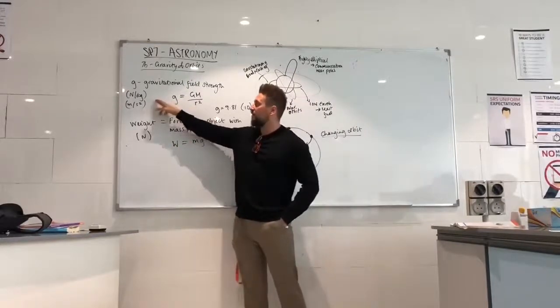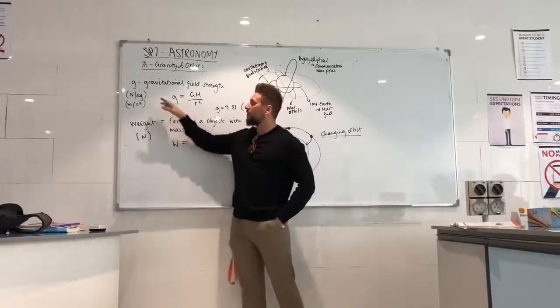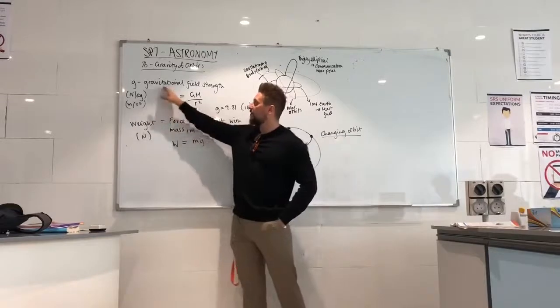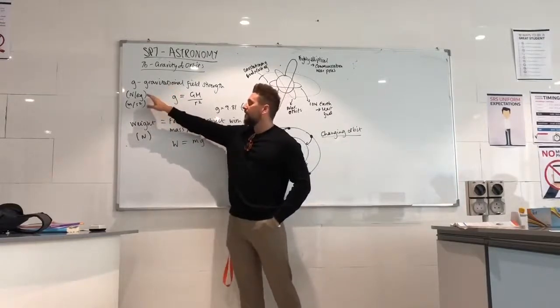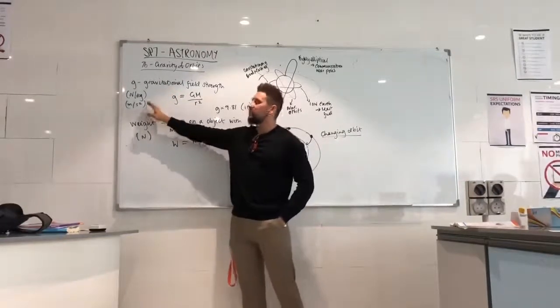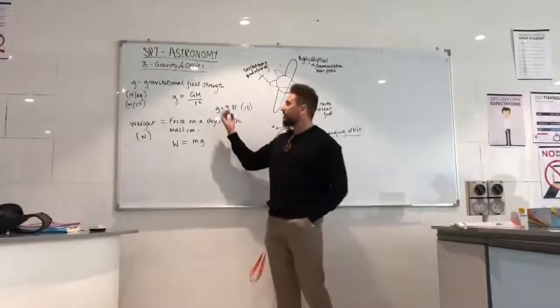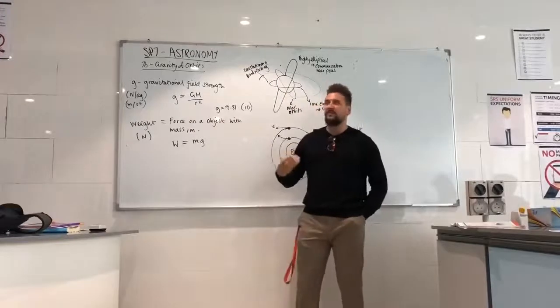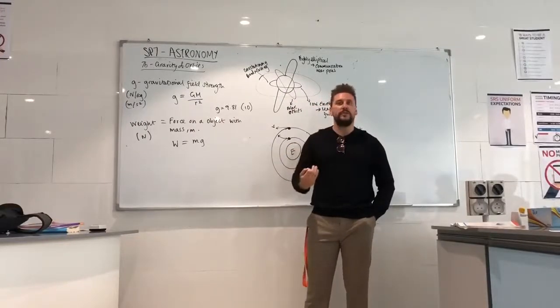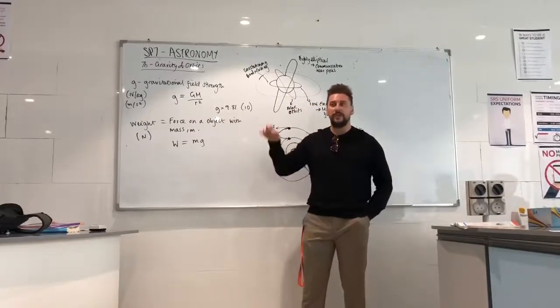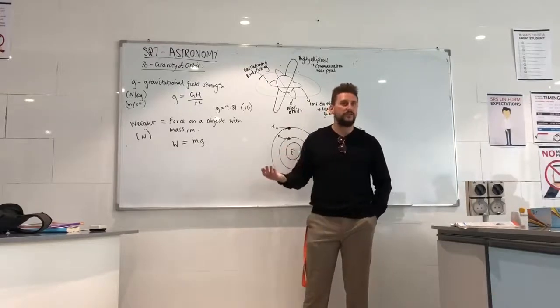You may be asked the question in the exam for 1 mark, multiple choice, or even just to state the units of gravitational field strength or gravity. Newton per kilogram is fine. Meters per second squared, the same as acceleration, is also fine, because gravitational field strength is gravity or acceleration due to gravity. So it is what causes objects to fall and accelerate towards the center of the Earth.